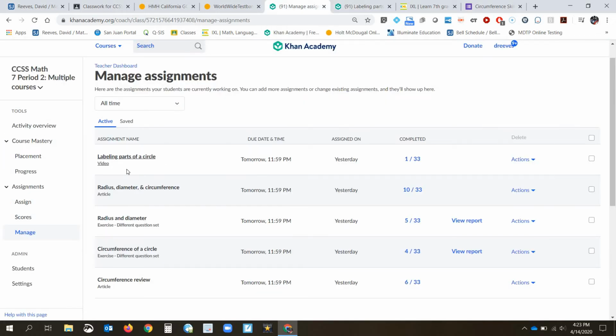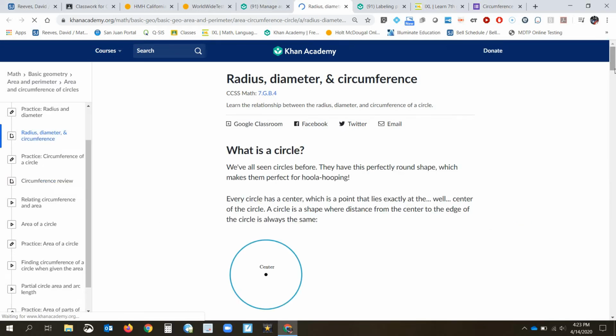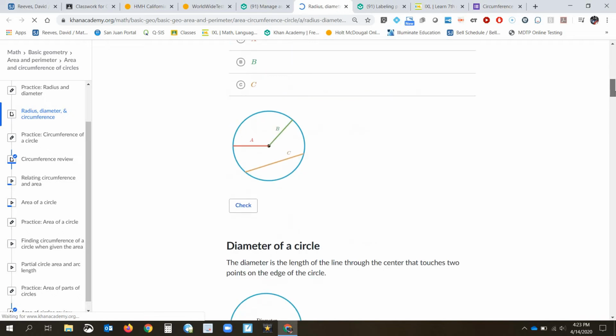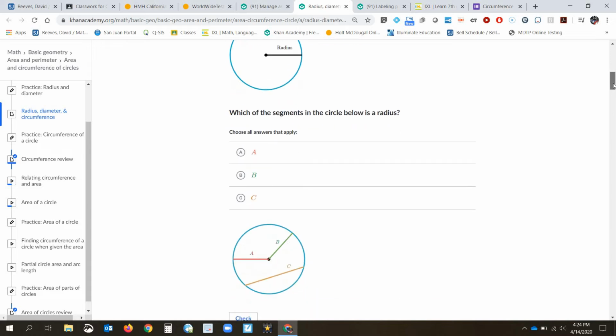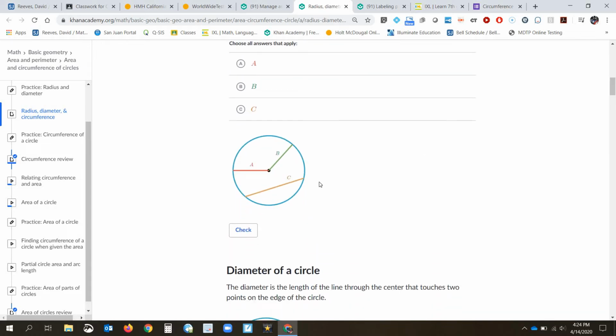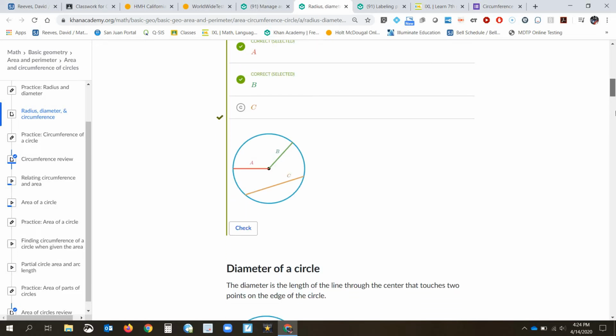So also in Khan Academy, we have these things called articles. The articles are much like notes when it comes up. Again, it works through what is a circle, what is the radius of a circle, but not only does it give them information, it then asks them to fill things in. So, which of the segments in the circle below is a radius? If we take a look at this circle, A and B are radii, and C is not, and I can check it. Awesome. Tells me that I did it correctly.